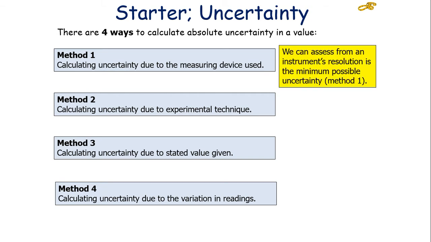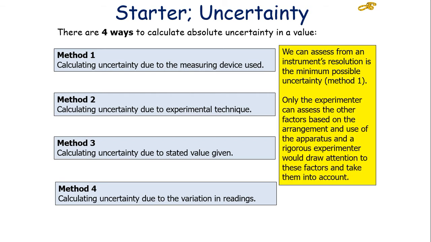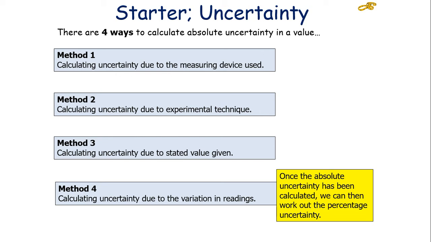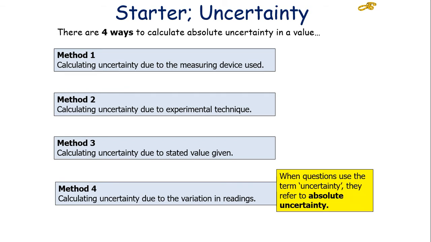Now, we can assess from an instrument's resolution the minimum possible uncertainty, which is method 1, but only the experimenter can assess the other factors, method 2, method 3, method 4, based on the arrangement and the use of the apparatus. A very rigorous experimenter would draw attention to these factors and take them into account in their overall analysis. Once the absolute uncertainty has been calculated, we can then work out the percentage uncertainty.